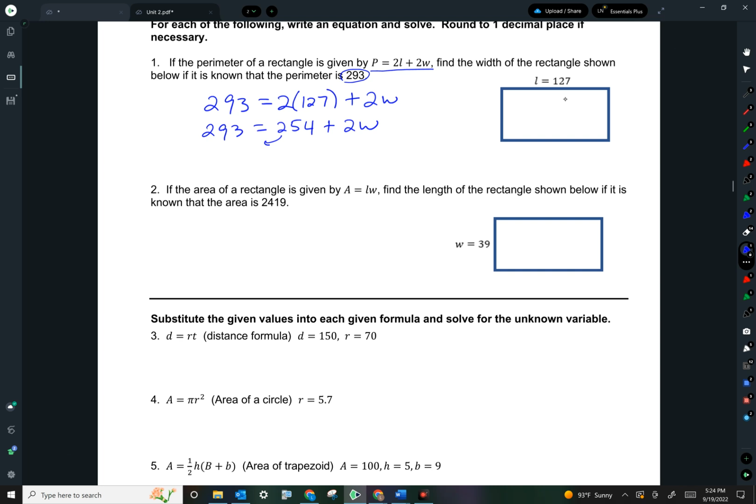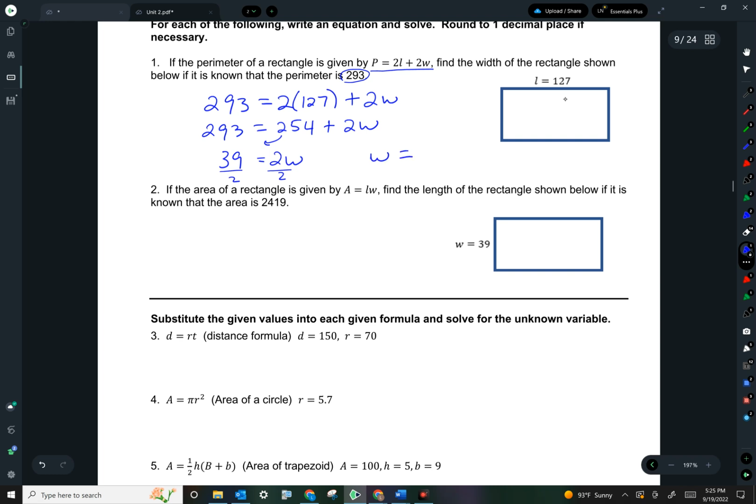If I subtract 254 from the left, what will that give me? Does that look like 39? Check my math. If we subtract 253, that would be 40. So yeah, 39. And that equals 2w. And then if you want to solve for w, just divide both sides by 2.